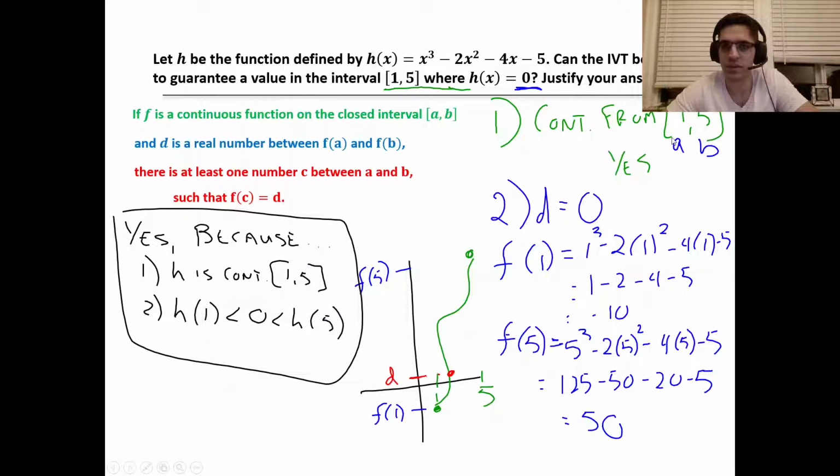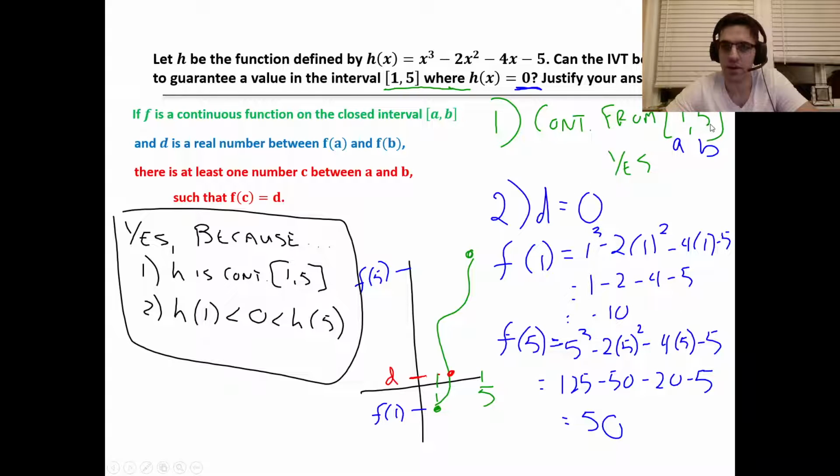And so is there f of 2, f of 3, f of 4, some number between 1 and 5 where f of that number will equal 0? Well, we could find out. If we plug in f of 1, we could do some algebra, and we'll find that f of 1 equals negative 10, which is below 0.